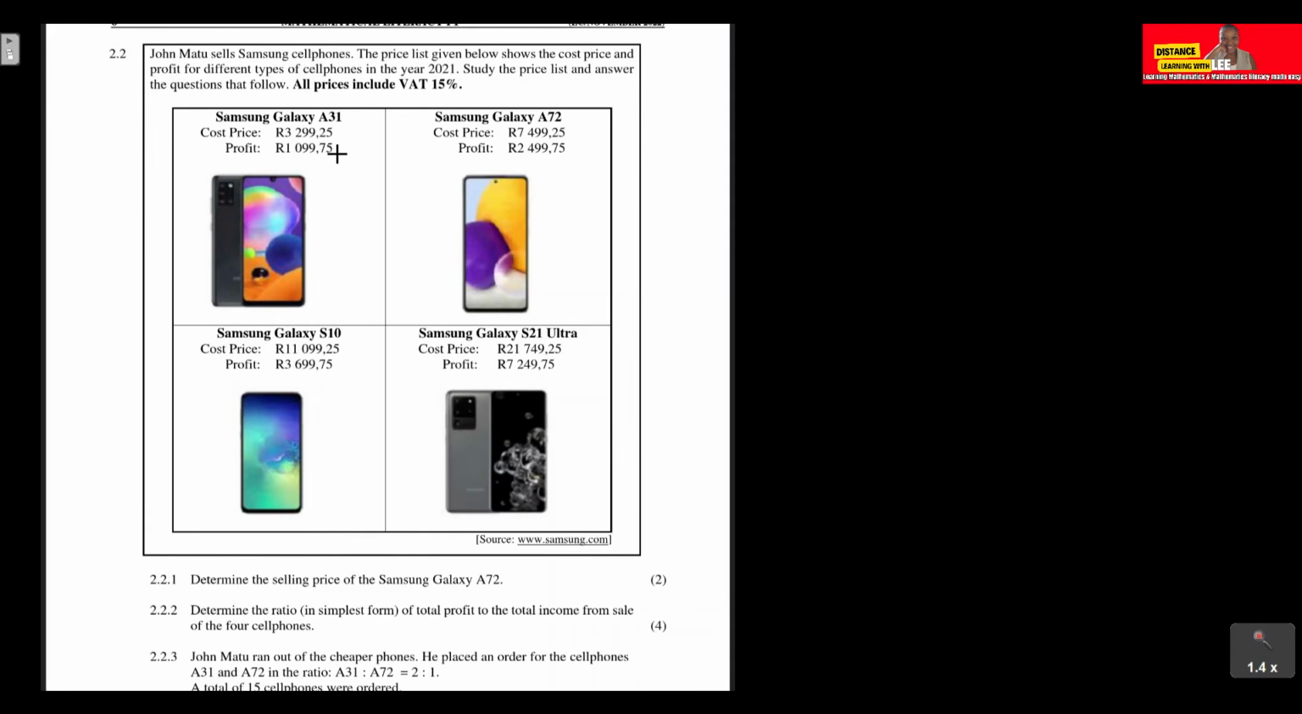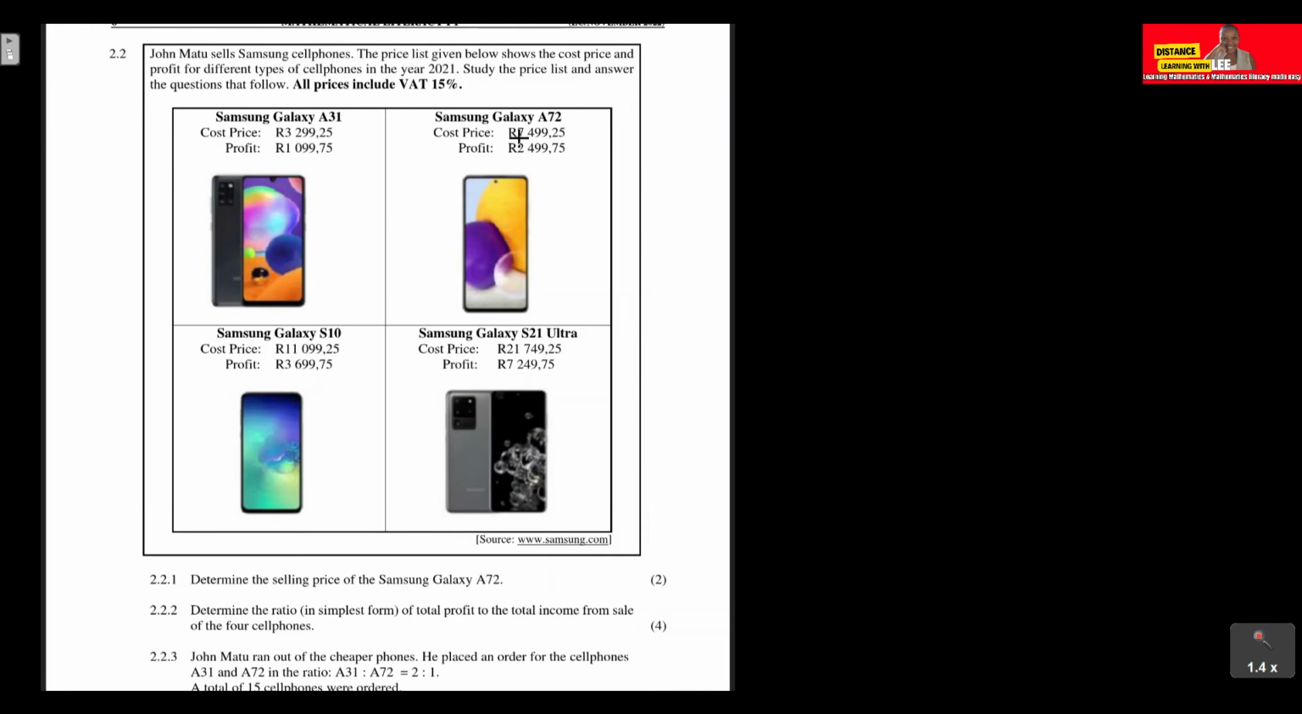So we are told about this guy called John Matu, who sells Samsung cell phones. We are given the price lists for these different Samsung phones, and we need to use the information that is given to answer the questions. All right, let's have a look. Right here, we are told that he sells a Samsung Galaxy A31. We are given the cost price of this Samsung, and we're also given the profit that he makes from selling this phone. He sells a Samsung Galaxy A72, and again we are given the cost price and the profit.